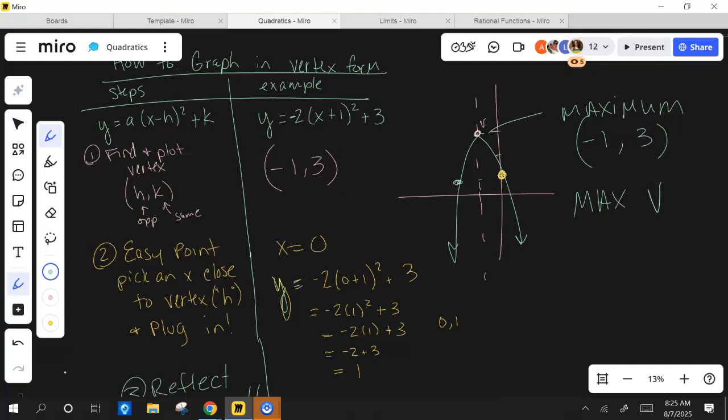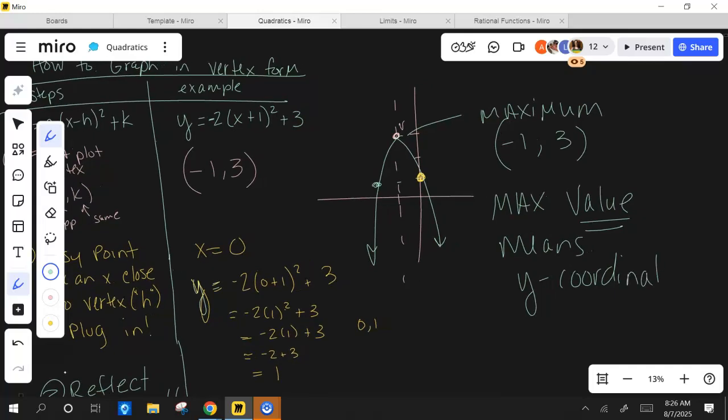Have y'all heard that terminology before? Whenever you're asked for the value of a function, you're always talking about the y-coordinate. So if I gave you this and said graph this and find the maximum value of the function, value always means the y. So what's the maximum value of this function? 3. That's just some terminology you'll see pop up. I want to make sure you can do that.